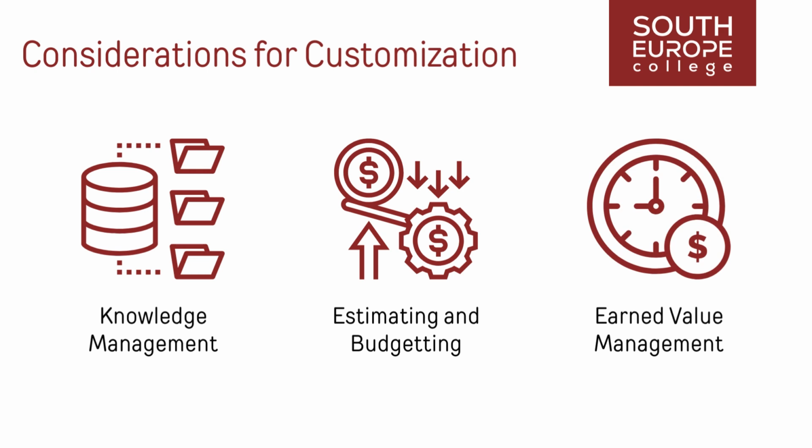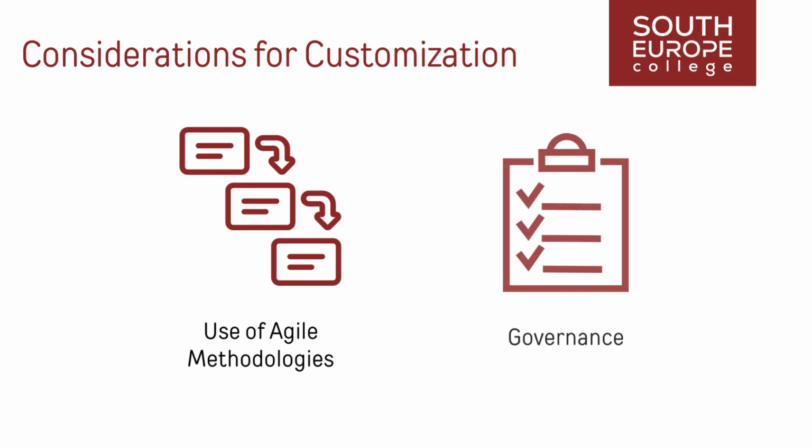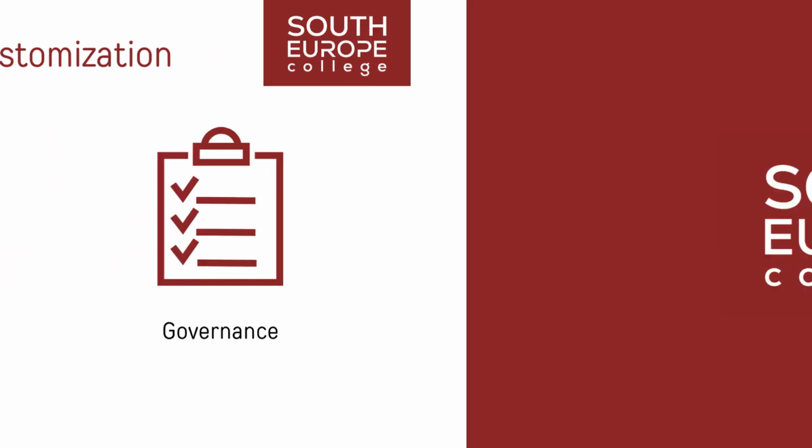Earned value management: determine if the organization incorporates earned value management practices in project management. Use of agile methodologies: evaluate whether the organization adopts agile methodologies in project management and understand how this choice influences the cost estimating process. Governance: investigate the presence of formal or informal audit and governance policies, procedures, and guidelines within the organization.